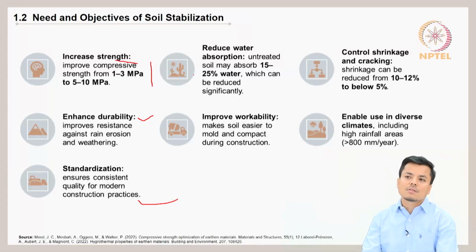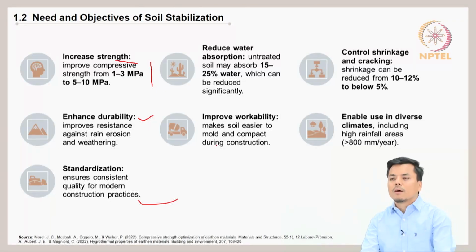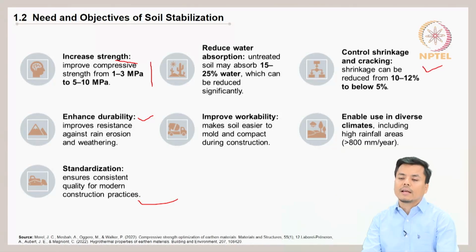The next is to reduce water absorption, that is, untreated soil may absorb 15 to 25% of water after the construction, which can be reduced significantly if we add stabilizers in the earth construction. It also improves the workability, making soil easier to mold and compact during the construction process. Further, it controls the shrinkage and cracking, that is, the cracks that develop on the surface. So it reduces them from 10 to 12%, which earlier used to be the case, to somewhat less than 5% of such issues observed.